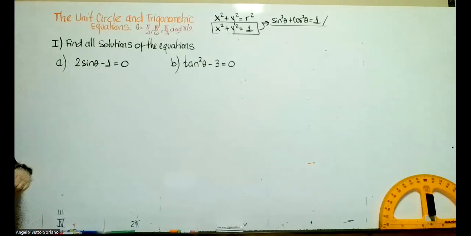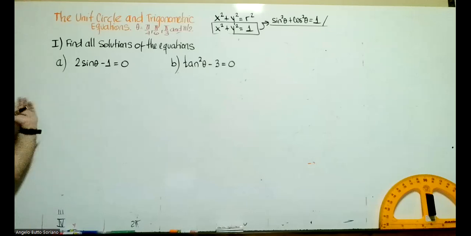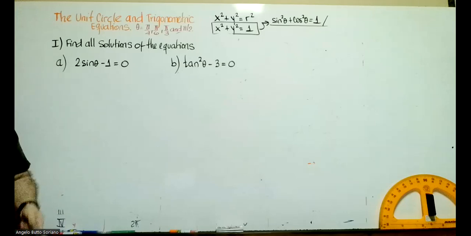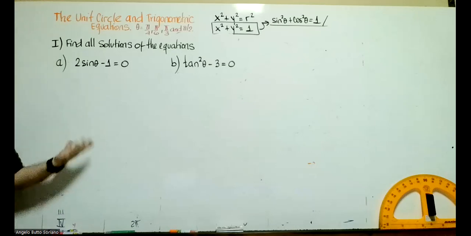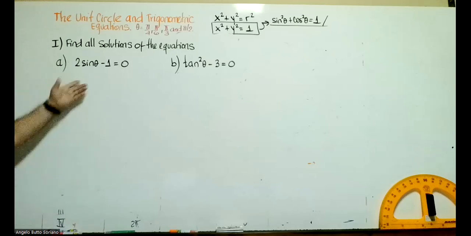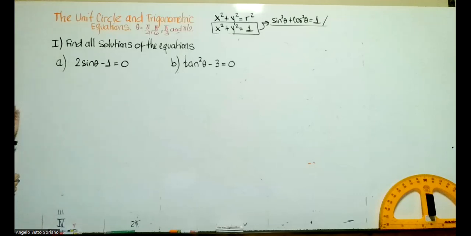Let's find all the solutions of the equations. We have two examples. The first one, 2 sine theta minus 1 equals 0, and tangent squared theta minus 3 equals 0. The objective of these two equations is to solve for theta, depending on which quadrants it will be located in. And by the way, your calculator must be set up in radian mode.